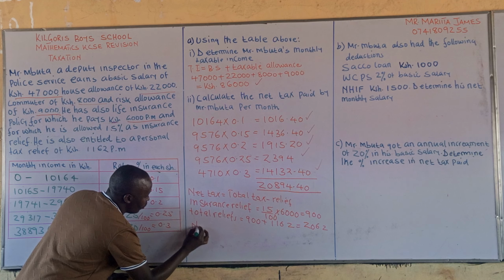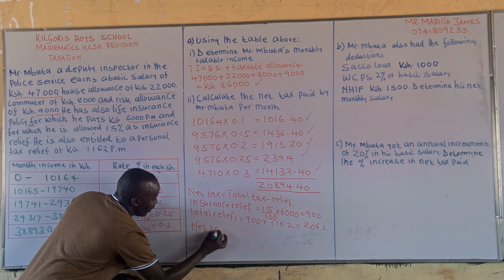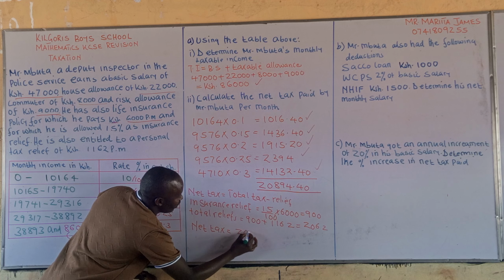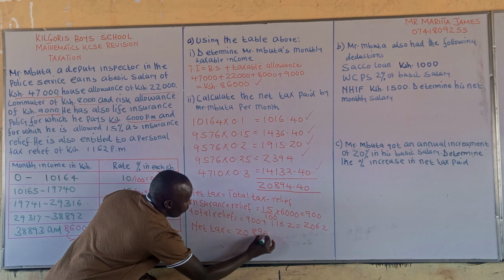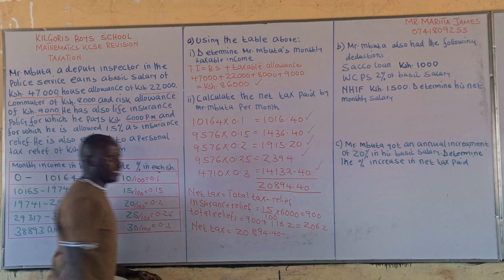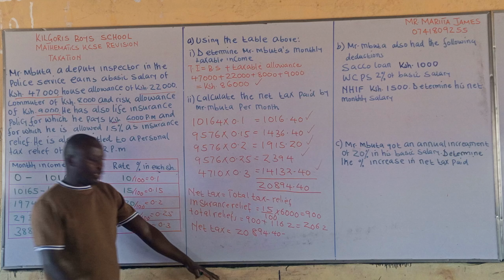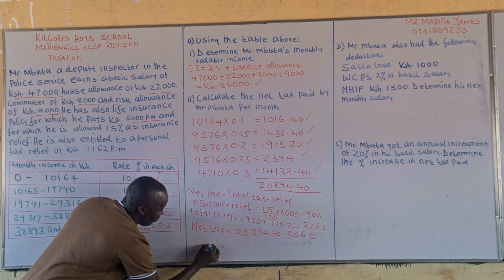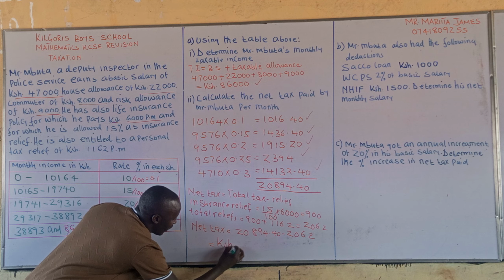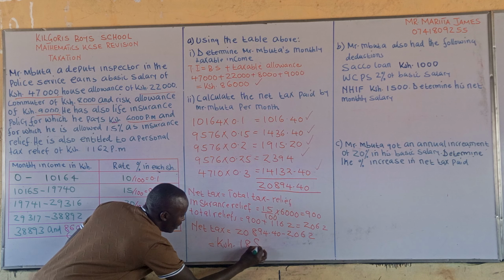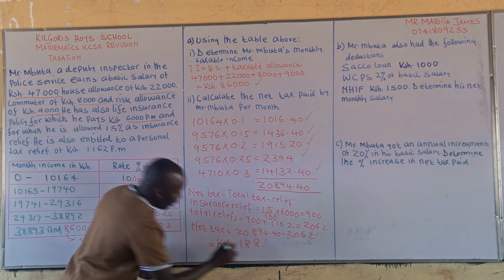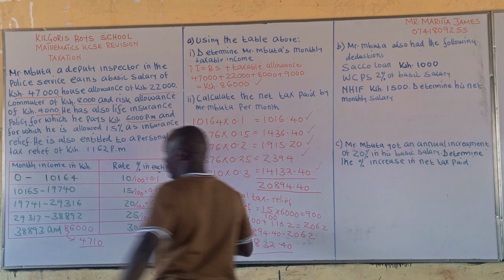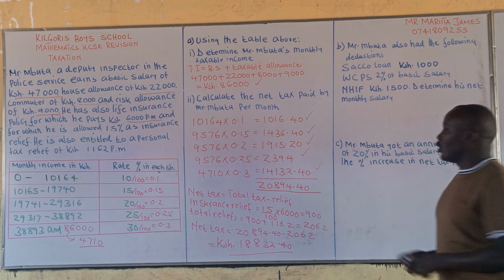Now to get the net tax, our net tax will be equivalent to the total tax of 20,894 and 40 cents minus the total reliefs. The total reliefs here are 2,062, and therefore our net tax is Kenya shillings 18,832 and 40 cents. So this is the net tax paid by Mr. Mbuta.